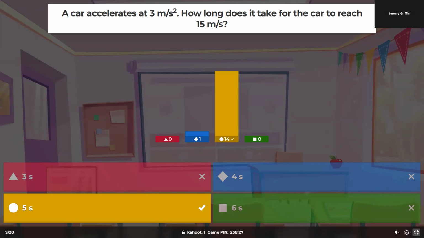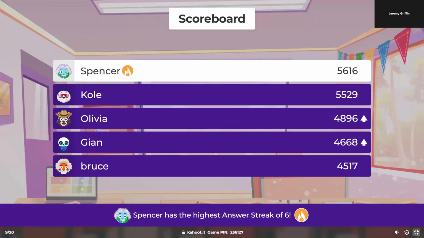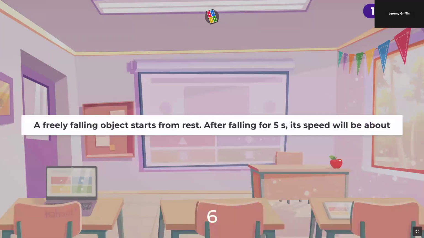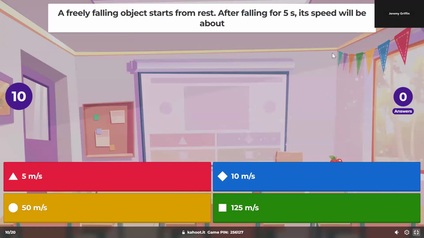Yeah. So, guys, it's that second kinematic equation. So it starts from rest, v naught is 0. So it's just acceleration times time. So 3 times 5 is 15. That's all. You guys get 3 times 5 is 15? Yeah. 3 times 5. All right. Bruce, Gavin, Olivia, Cole, Spencer. Freely falling object starts from rest. After falling for 5 seconds, its speed will be about.